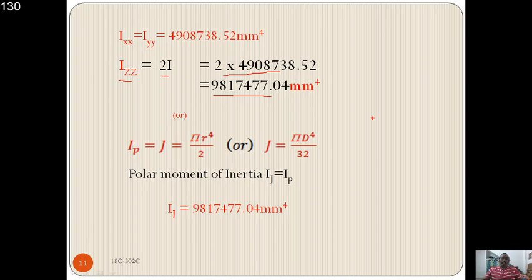It is understood that Izz is equal to 2I. Hence, you can use the direct formula pi r to the power of 4 by 2. Substitute the r value, and you will get the same value from this formula. Or in terms of d, it is pi d to the power of 4 by 32. Simply, you can avoid the procedure by just knowing the formula, and you can obtain this answer within seconds.